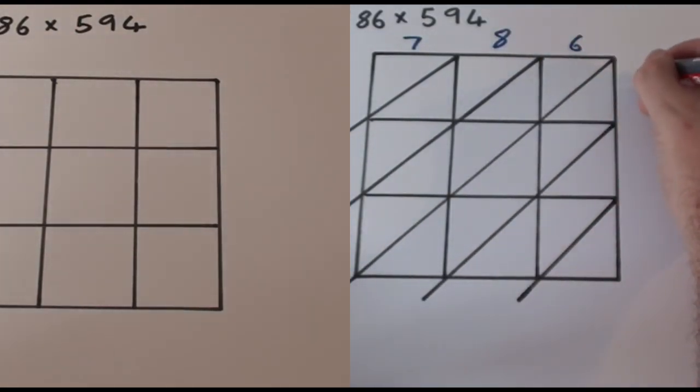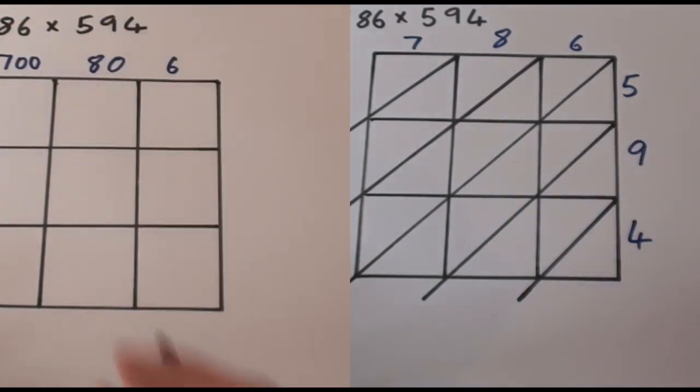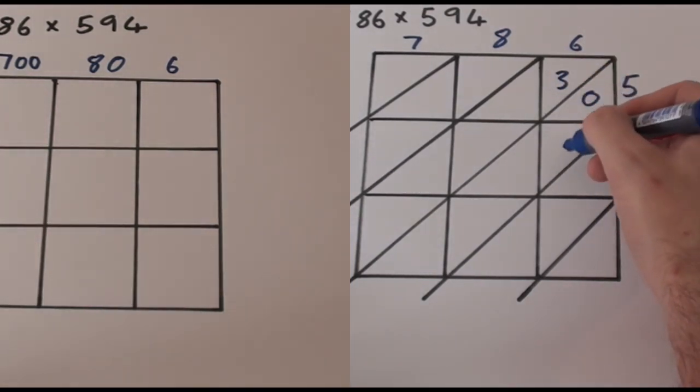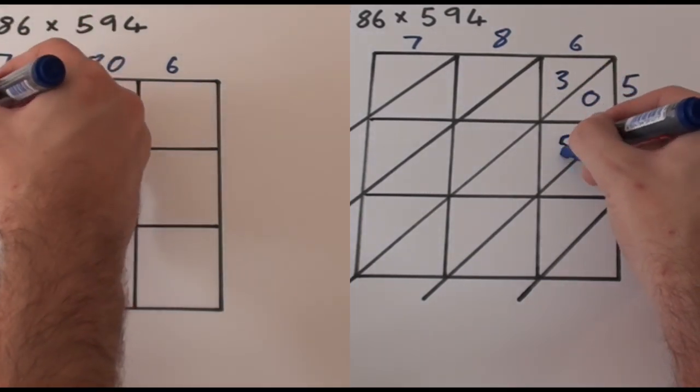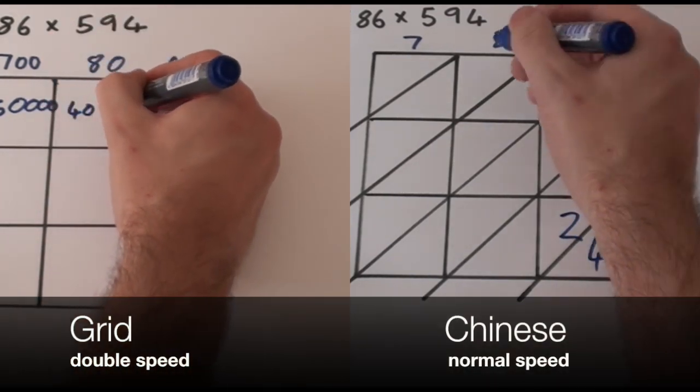What we're going to do is we're going to do 2 multiplications with the exact same 3 digit by 3 digit numbers. One's going to be by grid method, one's going to be by Chinese multiplication. Now for the grid method, what I've done here is I've actually sped it up so it's twice the speed. The Chinese multiplication is running at normal speed.